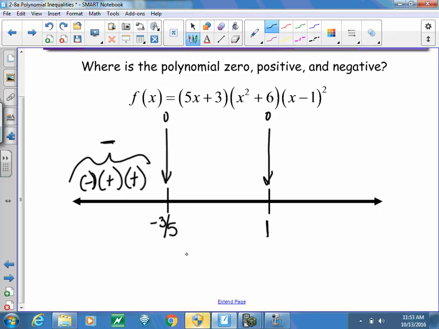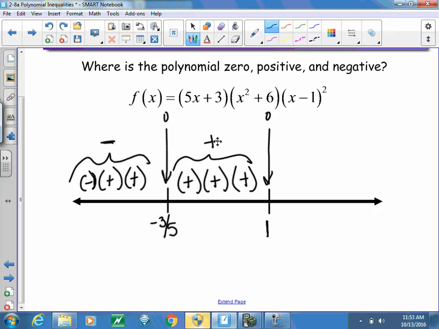Going from negative 3/5 to positive 1, I'm going to pick a 0. 5 times 0 is 0 plus 3, that's going to give me a positive. 0 squared is 0 plus 6, well, that's going to give me a positive. 0 minus 1 is negative 1. Negative 1 squared gives us a positive. When you multiply 3 positives together, they will give you a positive.